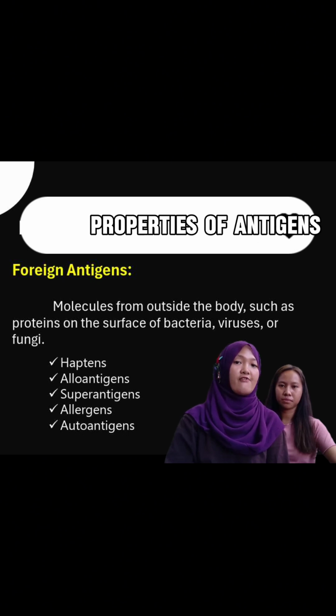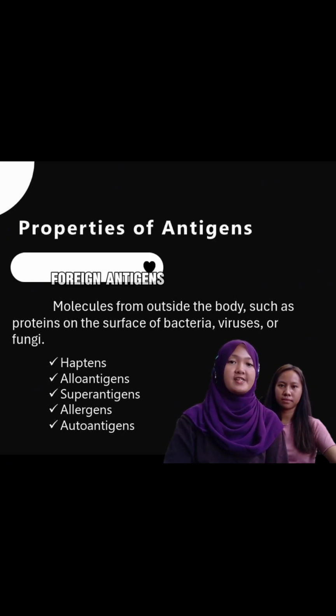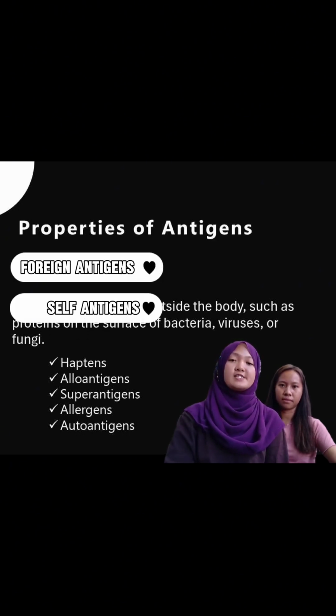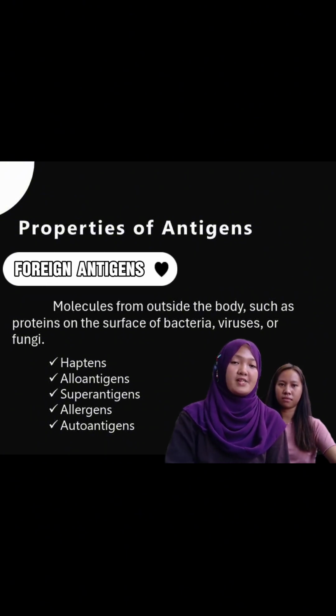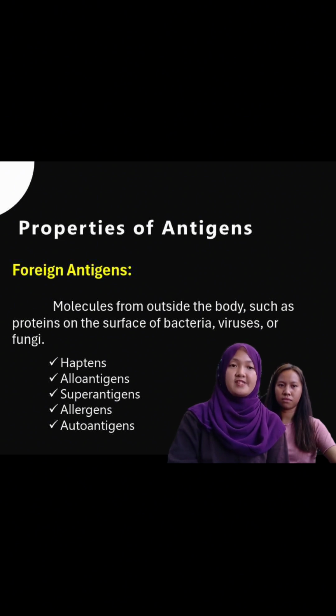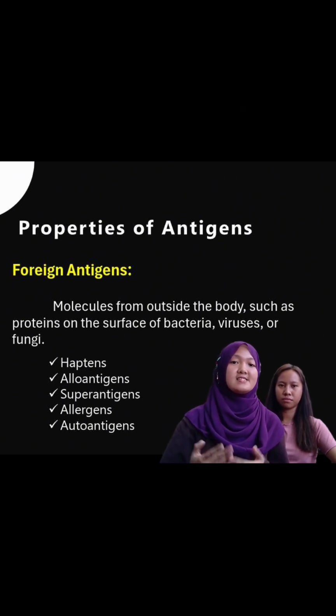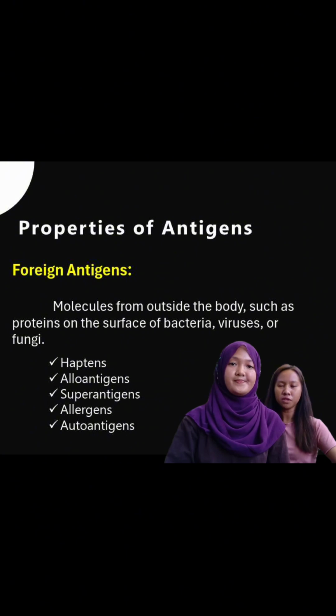So, properties of antigens: the foreign antigen and the self-antigen. The foreign antigens are like the intruders that enter the body from the outside world, and the immune system recognizes them as a threat. Like bacteria, viruses, fungi, dust, and so on. The immune system's job is to recognize what belongs to the body and what does not. Once detected, the immune system goes into action.